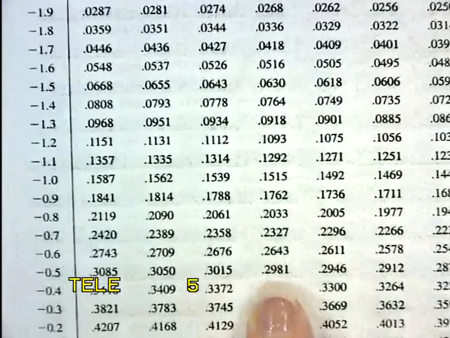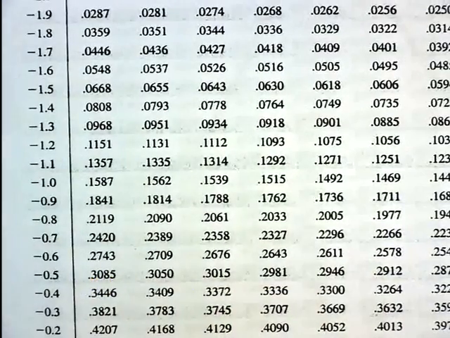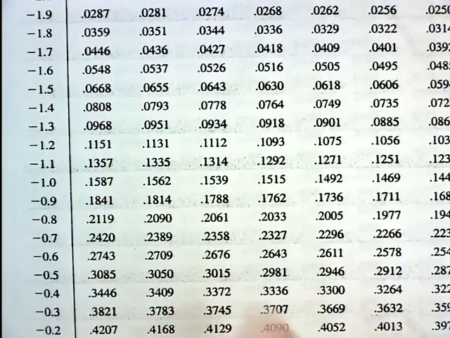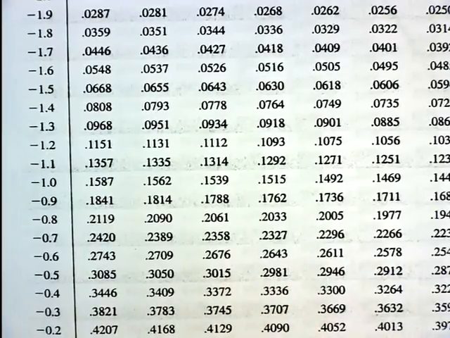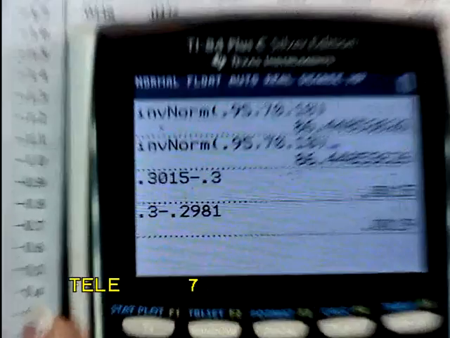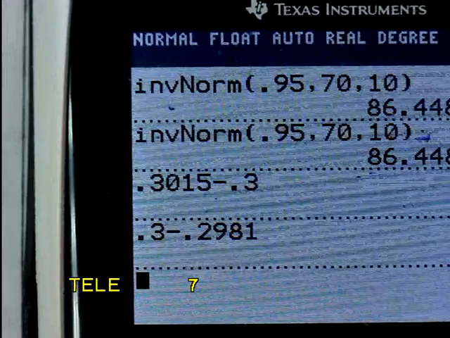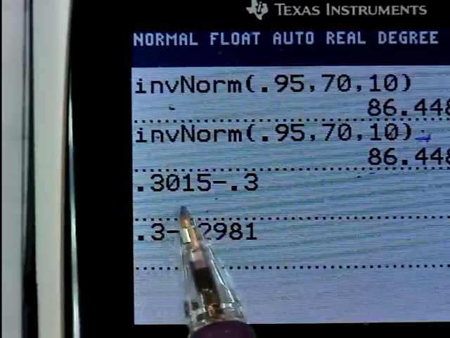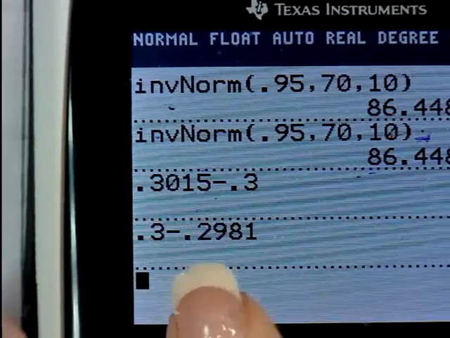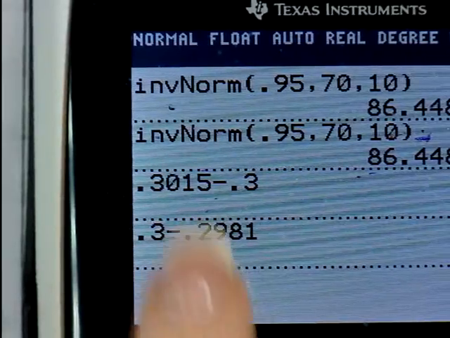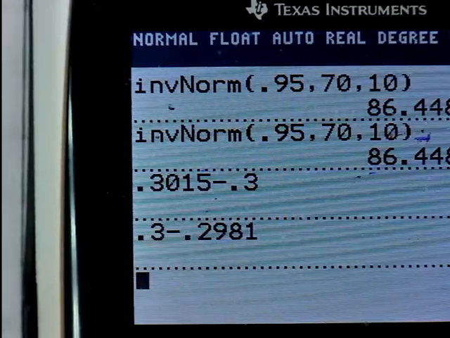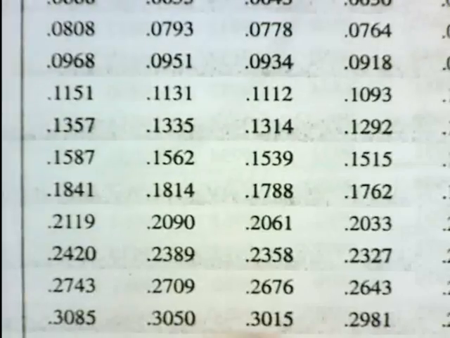Let me enlarge that. Again, if you ever doubt that, you could do a little bit of subtraction. 0.3015 minus 0.3 is 0.0015. And then 0.3 minus 0.2981 is 0.0019. Let me show you that. So the closest one is actually 0.3015. Initially, I thought it was 0.2981. So the closest area to 30% is 0.3015. So here we are.